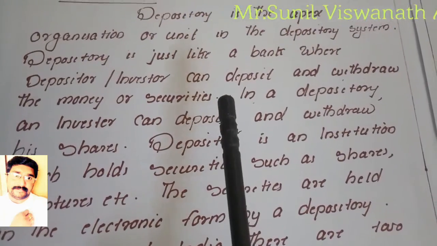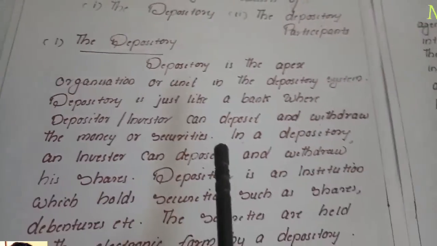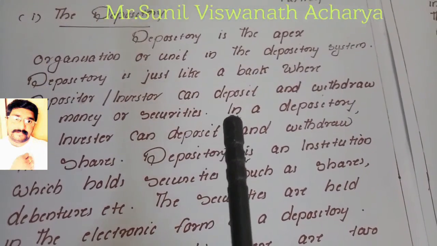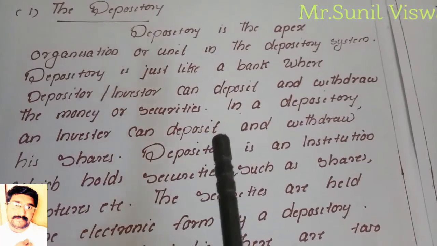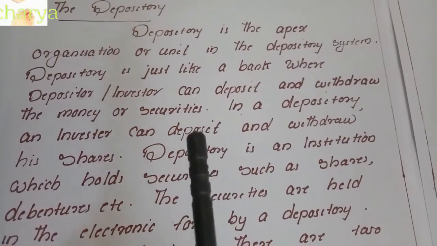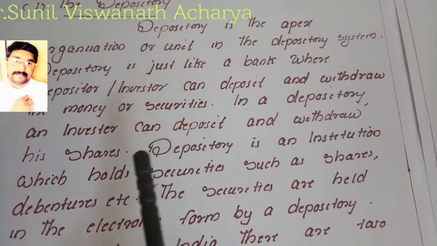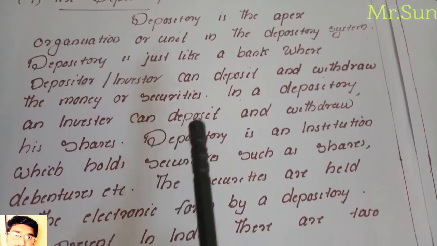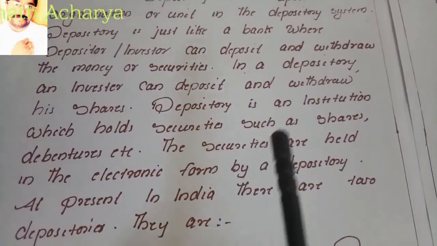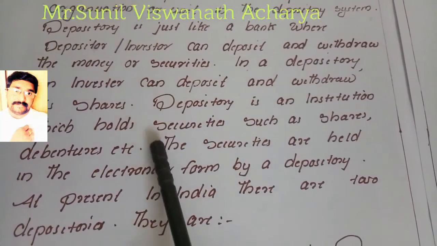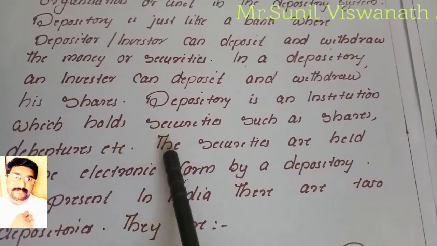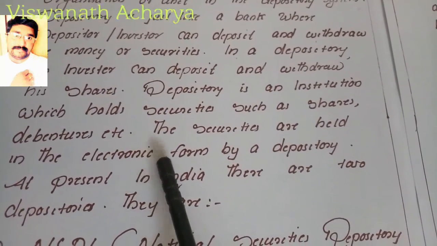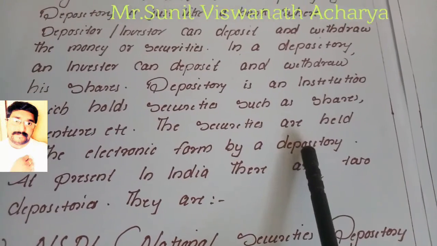As already said, a depository is like a bank only. Companies can deposit their shares and other securities in this depository, and any investor can deposit and withdraw his shares in a depository. So who is a depository? A depository is an institution which holds securities such as shares and debentures. The securities are held in which form? Electronic form by a depository.